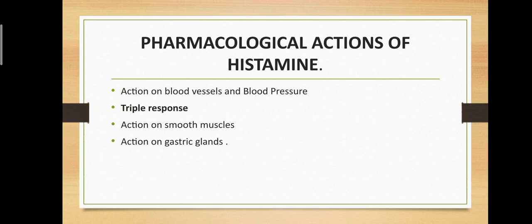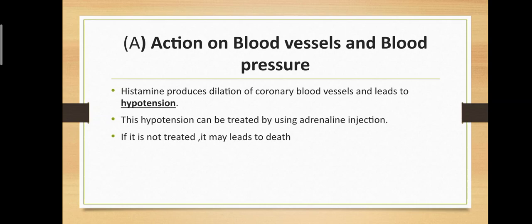Next point, pharmacological actions of histamine. There are following actions of histamine: action on blood vessels and blood pressure, triple response, action on smooth muscles, action on gastric glands. Let's see one by one the actions in detail. Action on blood vessels and blood pressure. Histamine produces dilation of coronary blood vessels and leads to hypotension. This hypotension can be treated by using adrenaline injection. If it is not treated, it may lead to death.